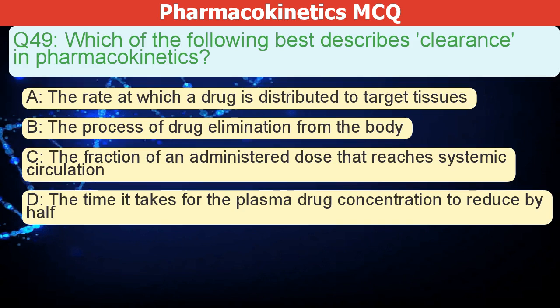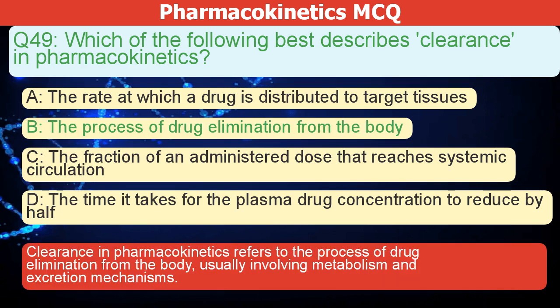Which of the following best describes clearance in pharmacokinetics? A. The rate at which a drug is distributed to target tissues. B. The process of drug elimination from the body. C. The fraction of an administered dose that reaches systemic circulation. D. The time it takes for the plasma drug concentration to reduce by half. The correct answer is B. Clearance, in pharmacokinetics, refers to how the body eliminates a drug. This usually involves metabolism and excretion.